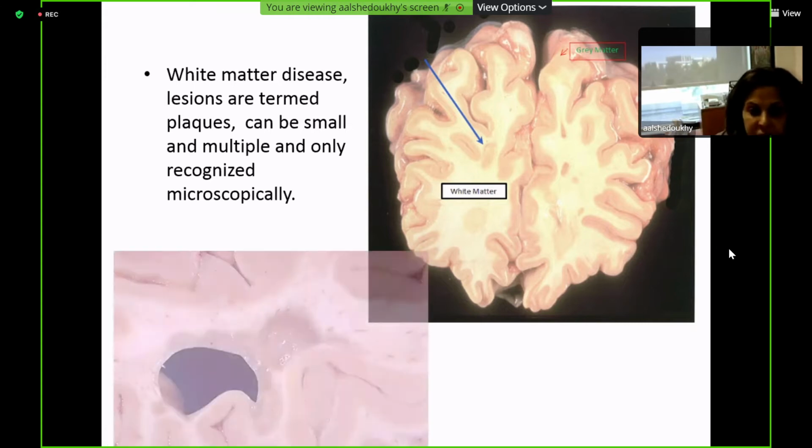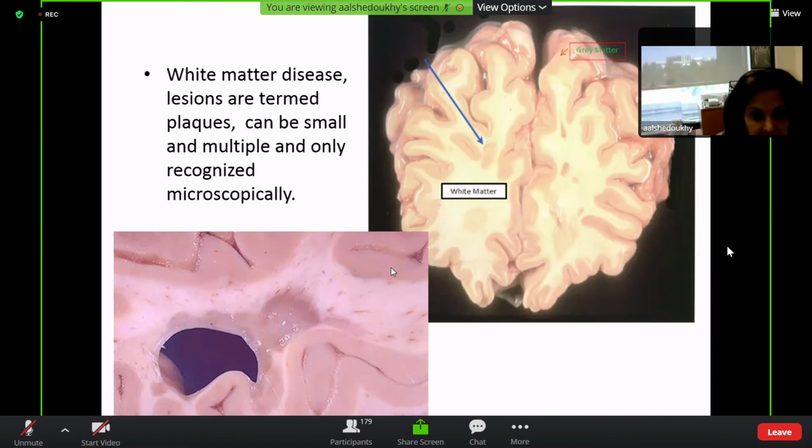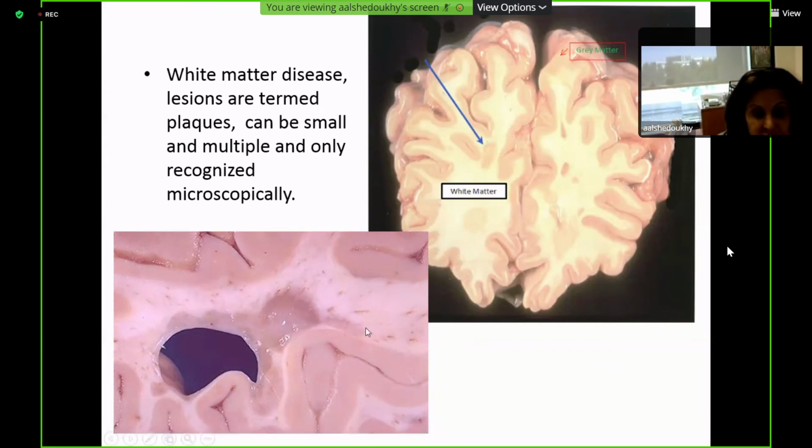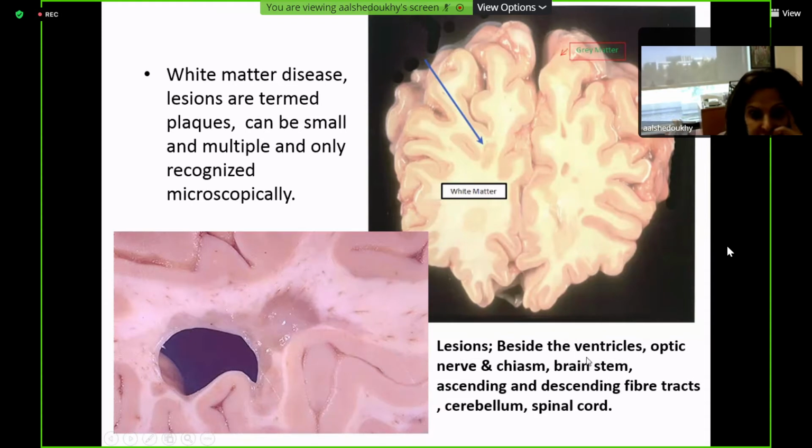Okay. This is another close-up picture of a brain. This is the gray matter, the white matter, and we know the white matter is the matter that contains the axons and the myelin sheath, and you can see here an area of loss of the myelin sheath. It's pink, it's a plaque, it's periventricular. Okay, so this is beside the ventricle, this is in the optic chiasm and brainstem.